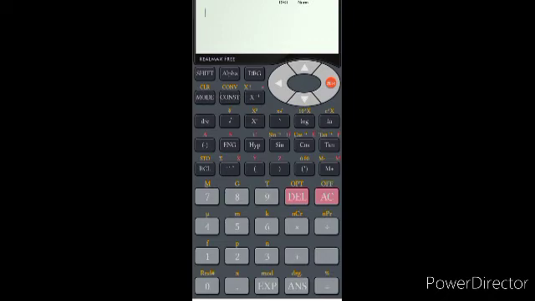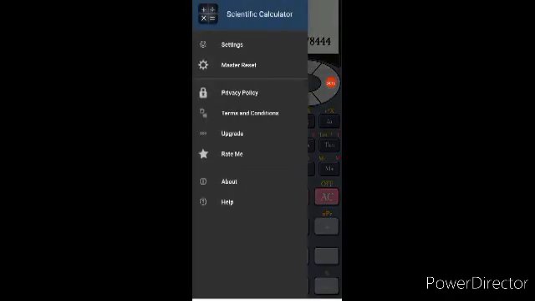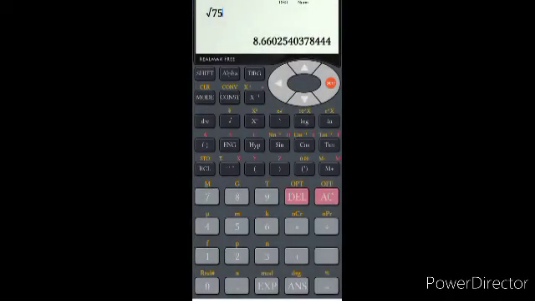Illustrative example number 4: the square root of 75 lies between what integers? So all we have to do is to put it in again. So that is 8.66. So 75 lies between the consecutive perfect squares 64 and 81. How did we know it? The square root of 64 is 8, and the square root of 81 is 9.